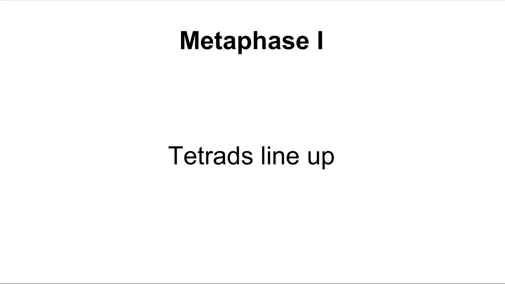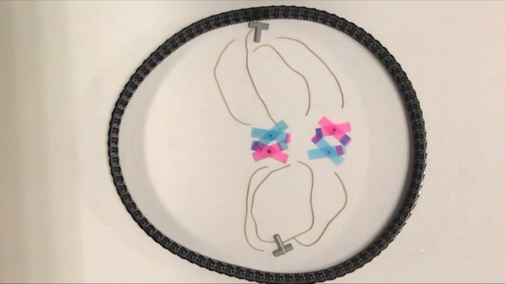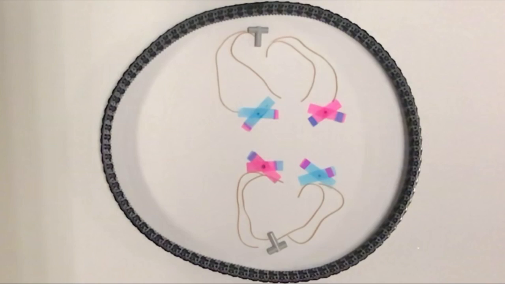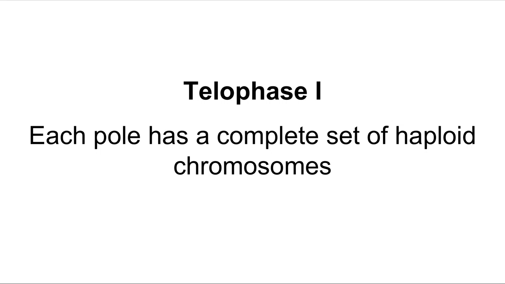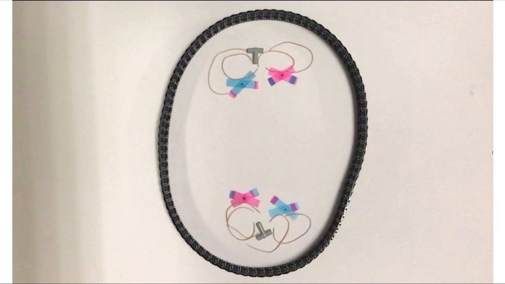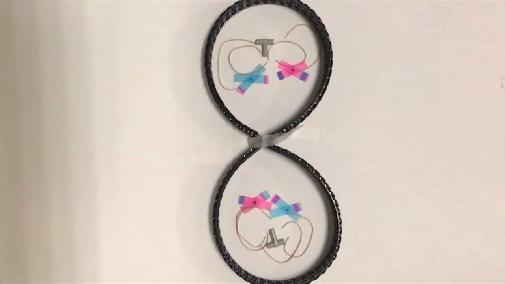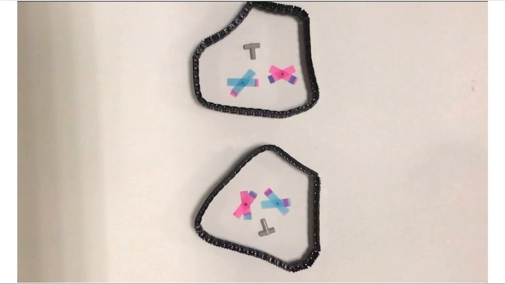Now time for metaphase 1. The tetrads line up, and the spindle fibers attach to chromosomes. In anaphase 1, pairs of homologous chromosomes are pulled apart to either sides of the cell, and in telophase 1, each pole now has a complete set of homologous chromosomes. Cytokinesis. The cleavage furrow appears, and the cell becomes 2 haploid cells.